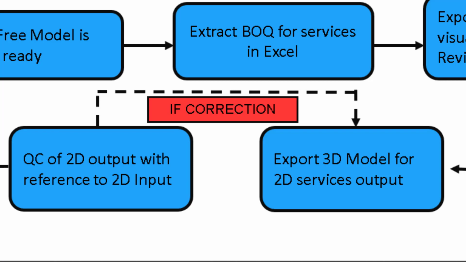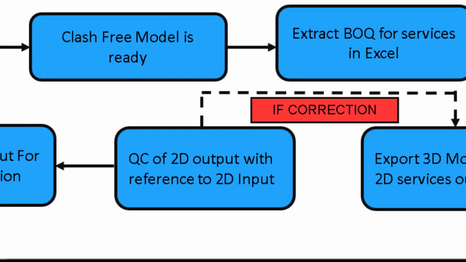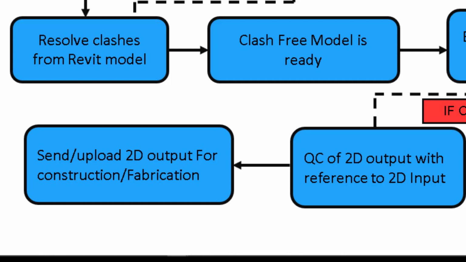So that is a very important stage where you have to do the ROI, that is return on investment, for the client. Then we upload the 2D output for construction or fabrication. So if you want to do the fabrication, if you want to do the construction out of this model, you can do it. Obviously, you can do it for the fabrication as well.